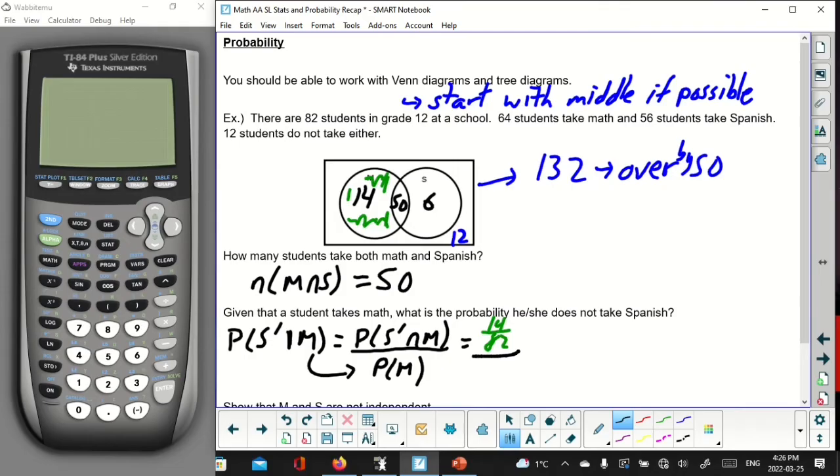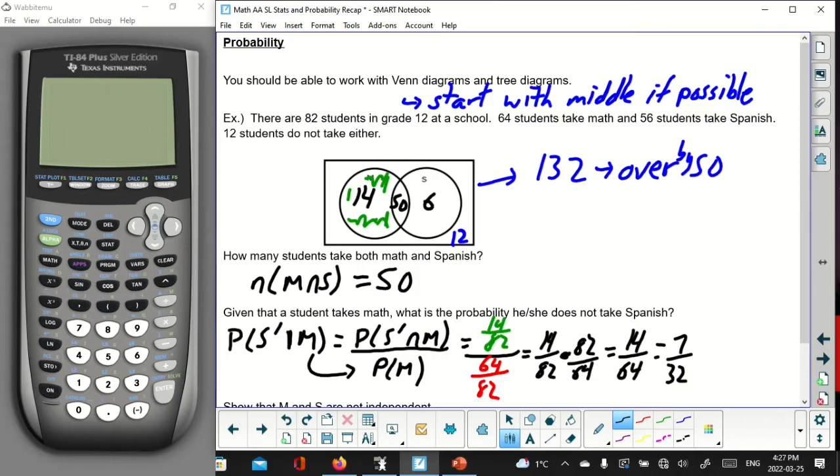Let's take a look at the bottom. Probability of taking math, that actually we know right from the start. There are 64 that take math out of 82. Now I've got fractions to divide, so I just flip and multiply. And I can get this down to 14 out of 64, or if I want to, 7 out of 32, though it's fine to leave it as 14 out of 64. There's doing it with the formula.